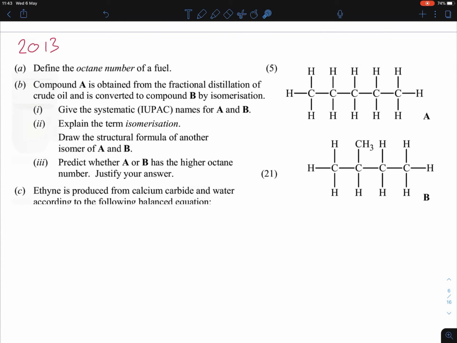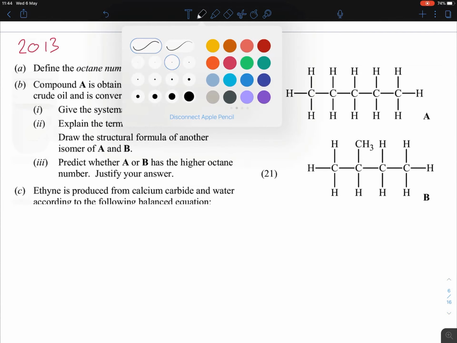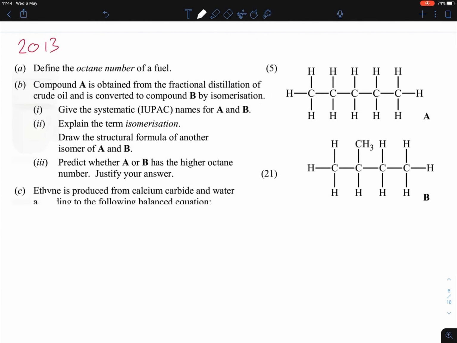So B is compound A, and where's A? Oh, A is here, and B here. And I'm just going to get rid of one part there while I see it. So I'll just change that to white. Here, we're not going to be doing this last part over here, guys.